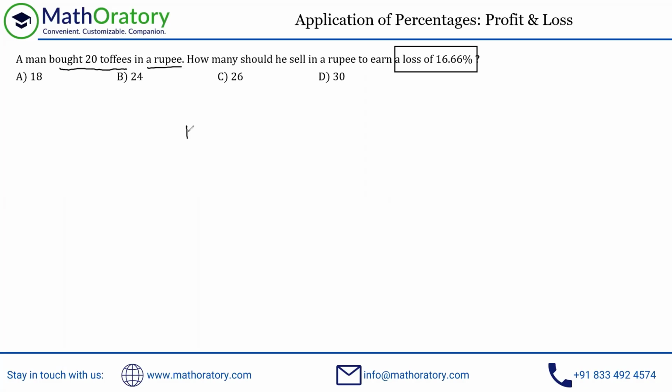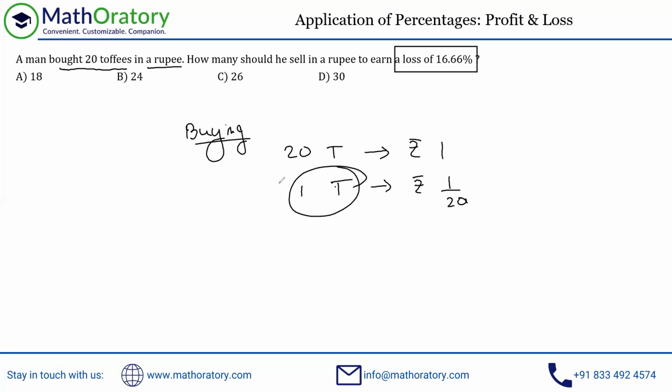What I'm going to do is, during buying, he bought 20 toffees for 1 rupee. So I'll just calculate that 1 toffee will be costing him 1 by 20 rupees. So this is something we can derive directly, right? Now, keeping this in mind, I'm going to calculate what should be the price of 1 toffee, keeping this thing constant, while he sells.